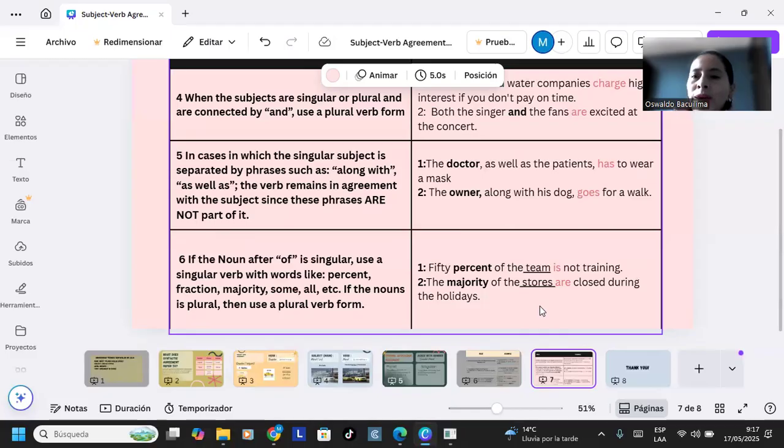So at the end, I want to clarify that this syntax agreement works just in present simple because the verb in the past, they follow just one pattern.